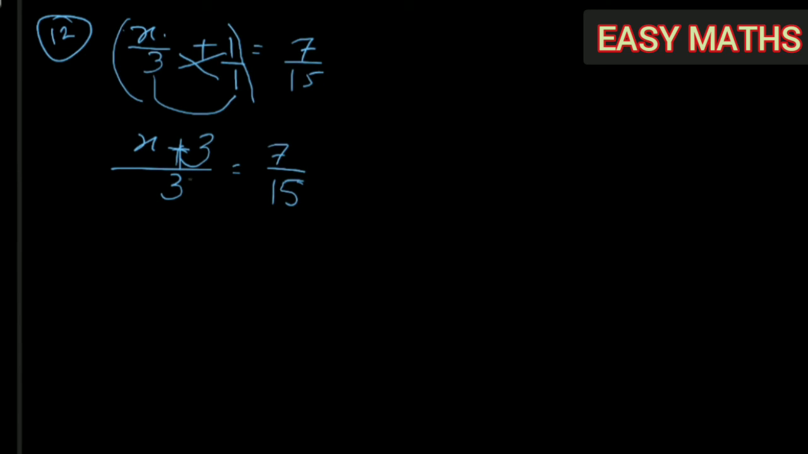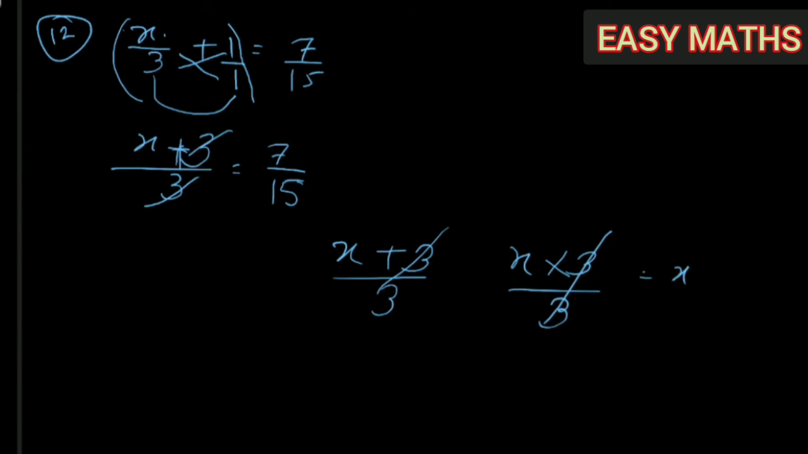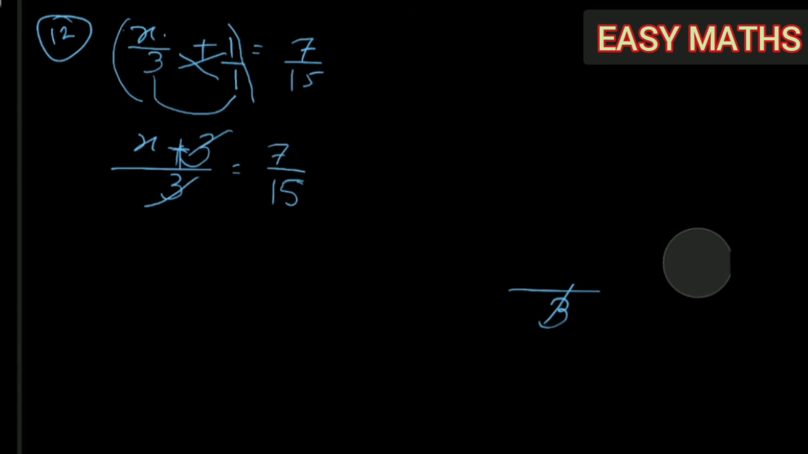Now again the common mistake made by the student is 3 gets cancelled. What we get is x equal to 7 by 15. So this 3 does not get cancelled here because it is like this, x plus 3 by 3. It cannot be cancelled. If it was x into 3 by 3, then it can be cancelled and we get the answer as x. So if there is positive or negative sign, we cannot cancel the numerator and denominator.